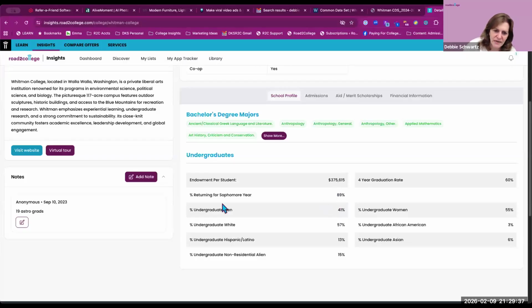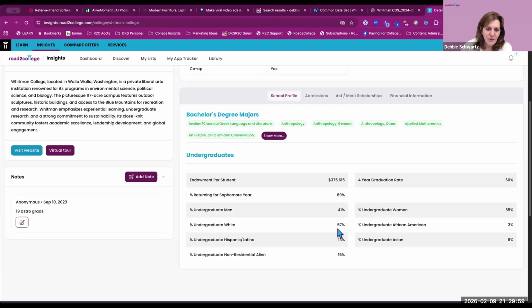I just didn't point it out, but what percentage of the freshman class returns for sophomore year? This is the retention rate. This is very good. 89% is actually on the high side. So usually it's around 80%. So obviously students are really liking and enjoying Whitman, that they're coming back.